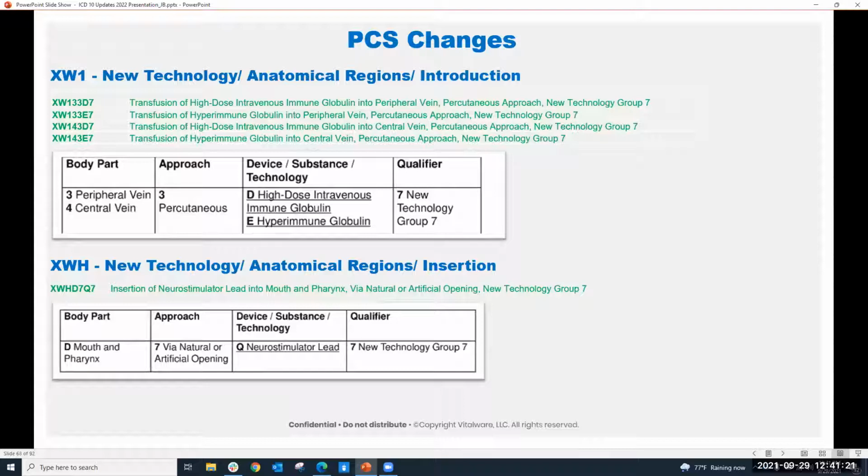Next table is XWH, and this is into the anatomical regions. And you'll see that the neurostimulator lead was added as a device. This identifies the use of electrical pulses to stimulate sensory nerves in the oropharynx used to treat neurogenic dysphagia in adult patients with a tracheostomy when they are weaned from mechanical ventilation.